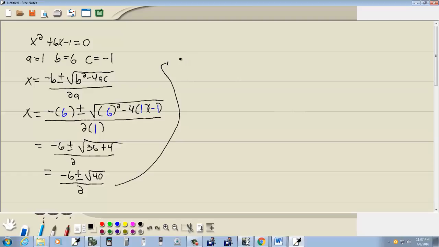And you always simplify radicals no matter where you run across them. Now 40 is 2 times 2 times 2 times 5; 8 times 5 gives us 40. Remember, with square roots, we're looking for pairs of something. Here's a pair of 2s, so they're going to come out in front as a single 2. So we got negative 6 plus or minus 2 square root of 2 times 5, which is 10, and then we got a 2 in the denominator.